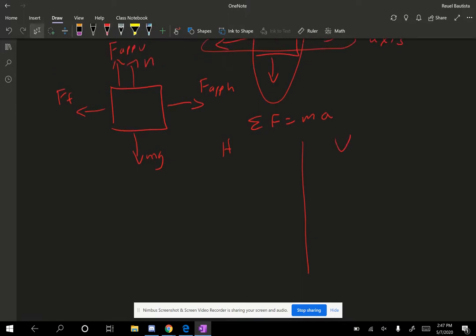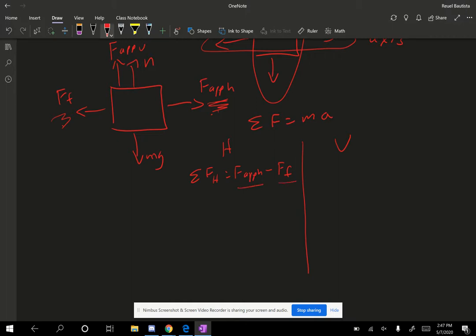Let's do our sum of the forces, or our net force, horizontally. Our only forces horizontally are this force applied and this force of friction. They're going in opposite directions, so they're going to have opposite signs. If we make right positive and left negative, the sum of the forces is force applied horizontally minus force of friction, because they're in opposite directions.